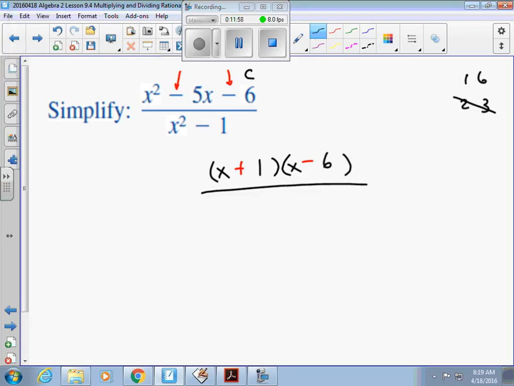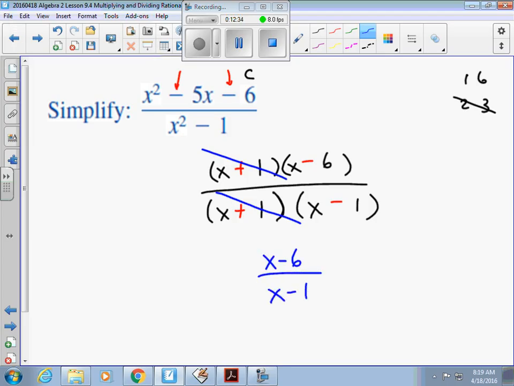When we factor the denominator, it's the difference of two perfect squares. You can take the square root of x squared and get x, and you can take the square root of 1 and get 1. So we have x and 1, and we have x and 1. Remember, it's the difference of them, so one's plus 1, the other one is minus 1. Once it's factored, all you do is eliminate or cancel out the things that are exactly the same at the top and the bottom. X plus 1 is the same at the top and the bottom, so it cancels out, and it leaves you with x minus 6 over x minus 1. This is your simplified version of that trinomial divided by that binomial.